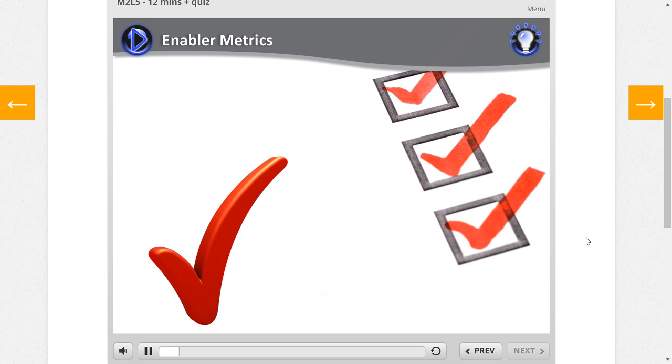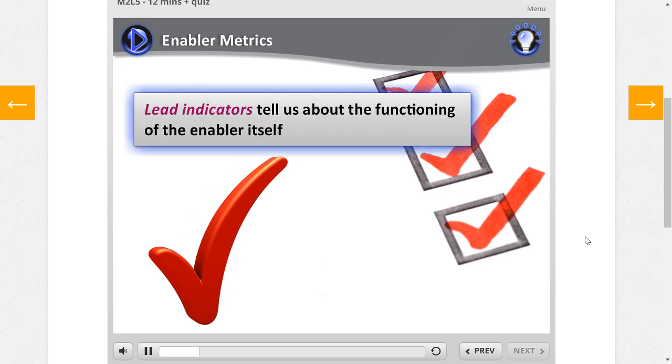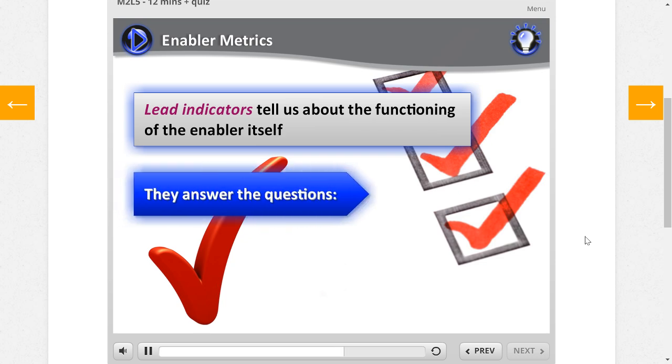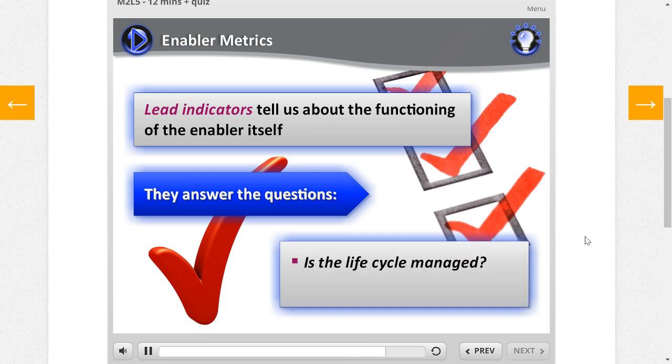The other type of metric, the lead indicators, tell us about the functioning of the enabler itself. They tell us about the quality of the enabler, and by implication, how we can expect the enabler to function in the future, and how much confidence we can invest in it. The lead indicators give answers to the questions, is the life cycle managed? And, are good practices applied?